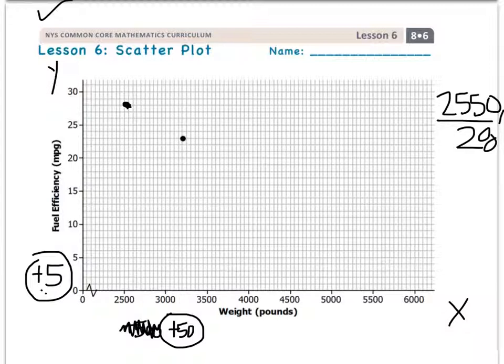And again, I understand that this part's tricky because there's so many lines. So if you need to draw grid lines at your 5, at your 10, at your 15, and at your 20, that's fine.